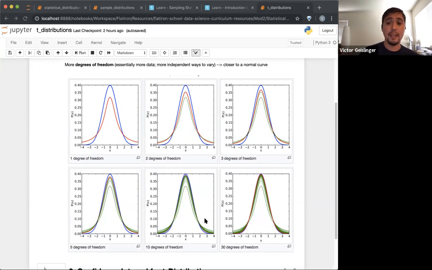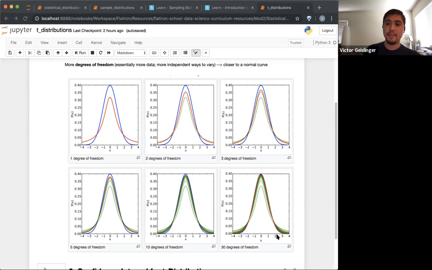What's interesting is that with 1 degree of freedom, it's roughly normal, but you can tell you've got these big tails that extend outward. But as we increase, it very quickly gets pretty close, within about 5 degrees of freedom. And as we get to 30 degrees of freedom, you can see the red is pretty close to that blue normal curve. The green are the old ones.